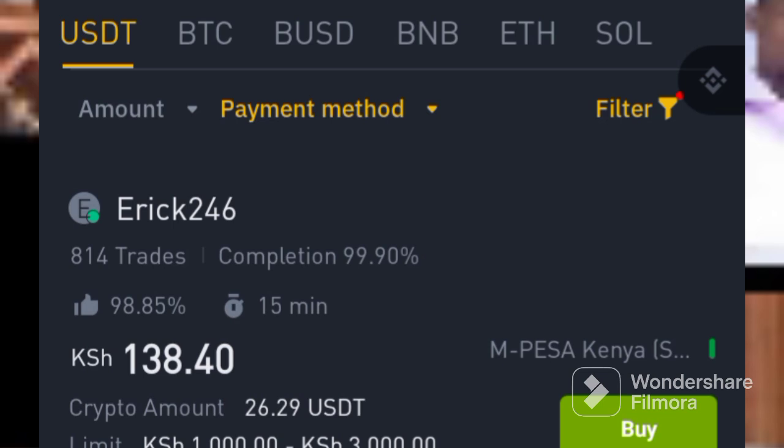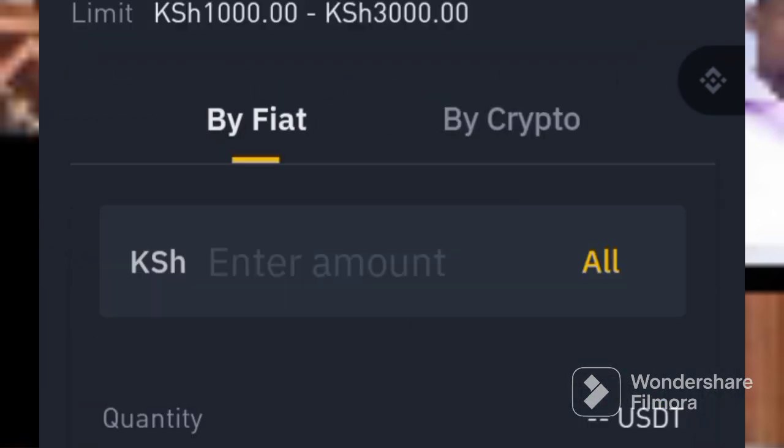Payment method, you see there's written amount, then payment method. When you click there, you see the variety of payment methods. You can use your mobile phone payment, you can use bank payment.